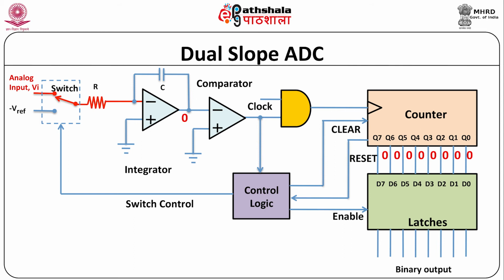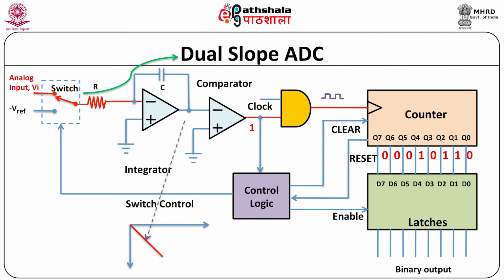Assuming that Vin is constant for a period of time, there will be a constant current through the input resistor R, and therefore through the capacitor C. Now C will charge linearly because the current is constant. As a result, the integrator output generates a negative going linear voltage ramp. The output of the comparator is high. This enables the AND gate and the counter receives the clock pulses and starts counting up to n.